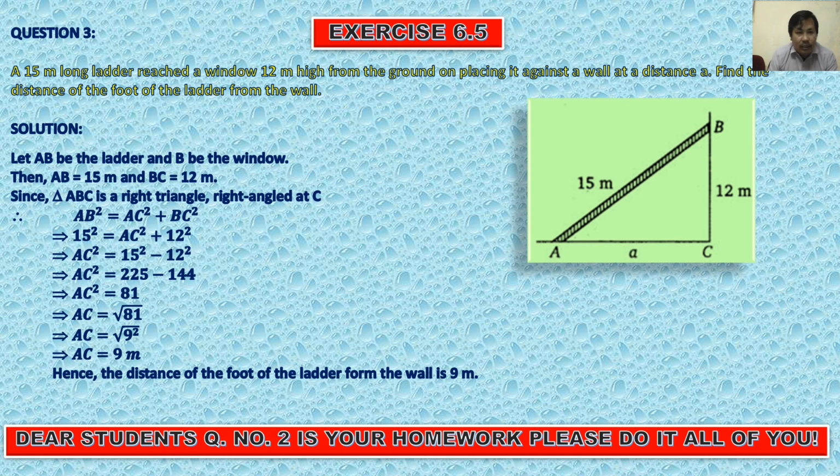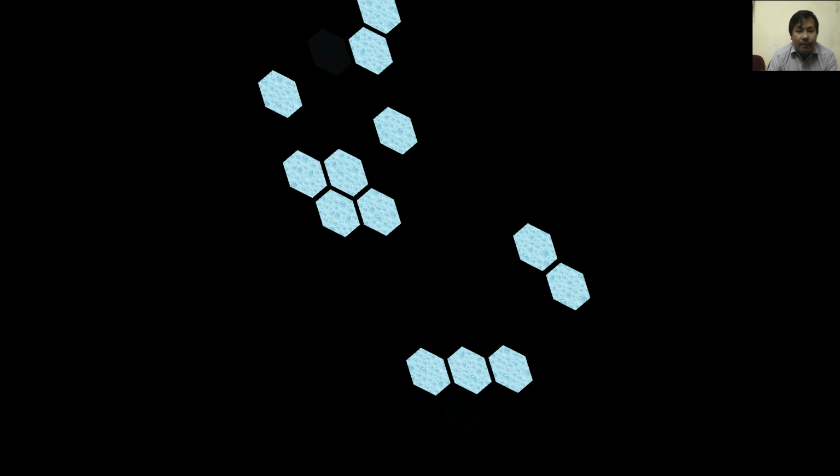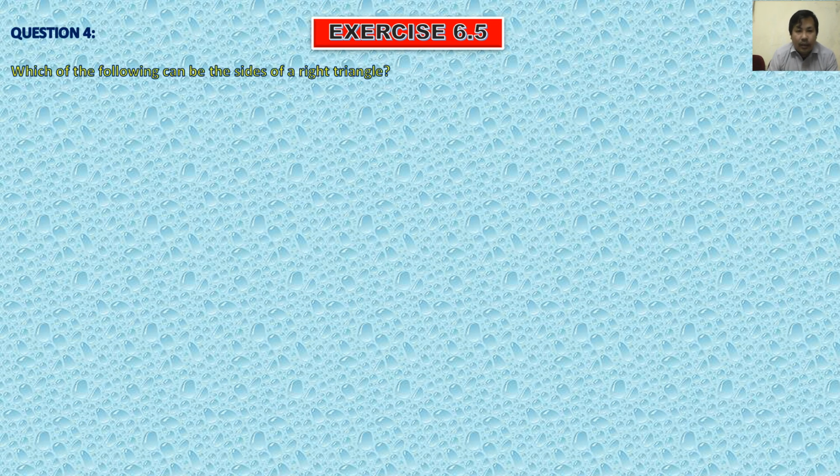We have question number 4. In question number 4, we have a question like this: which of the following can be the sides of a right triangle? Three options are given here. From there, we have to find out which sides can form the right angle triangle.